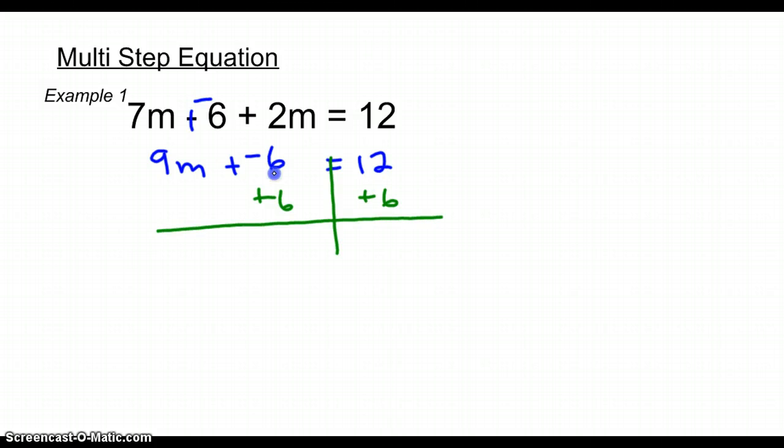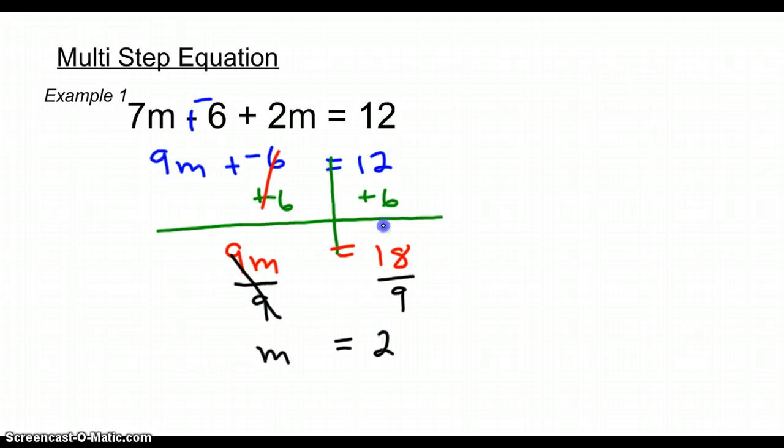After adding 6 to both sides, negative 6 and plus 6 cancel out, leaving 9m and 18 on the other side. One-step equation remaining here. I'm going to divide both sides by 9 and get an answer of m equaling 2.